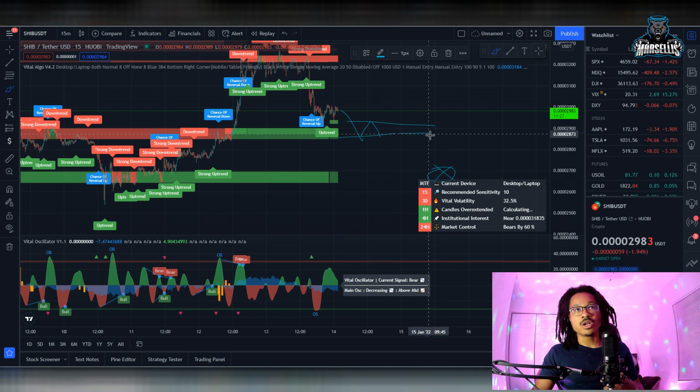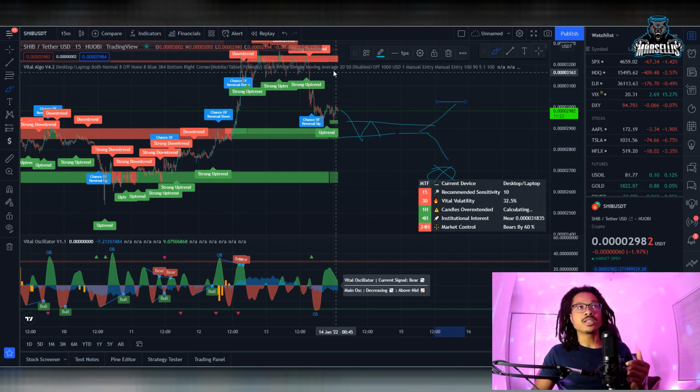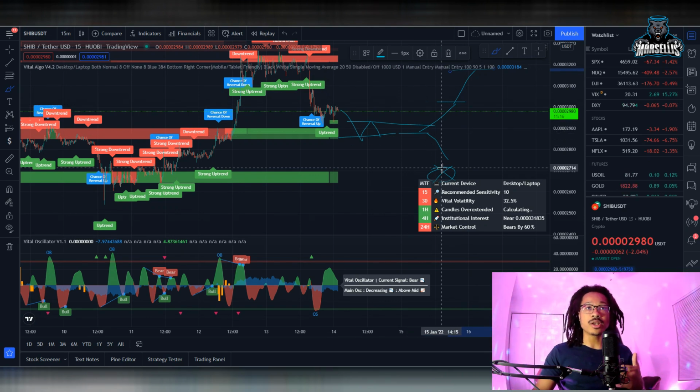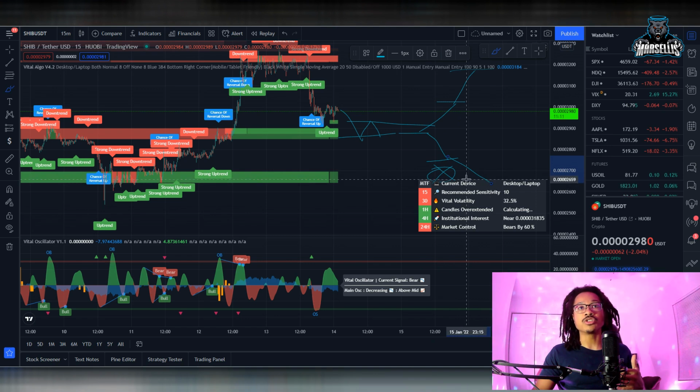So if Shiba Inu cannot break out from this area here, if we can't do something like this and break out to this next area up here, which would be the 3.2 area, if we can't break out all the way up to 3.2, then you'll see Shiba Inu pretty much going down here to this area of 2.7. And if we can't hold 2.7, it'll go down to 2.50.